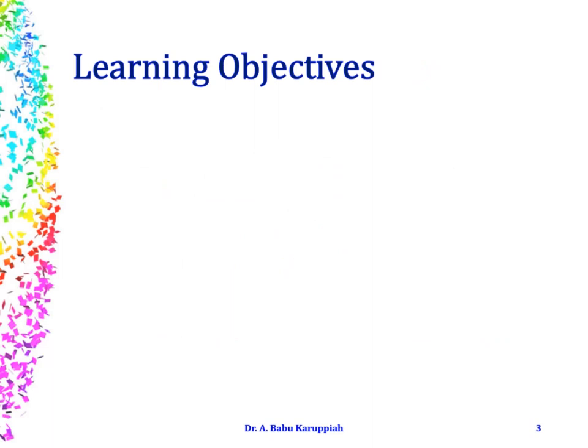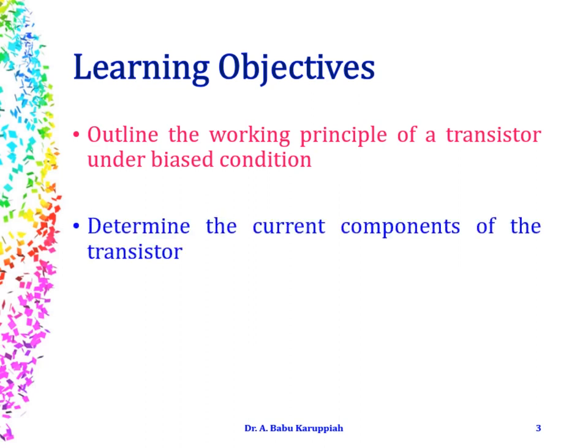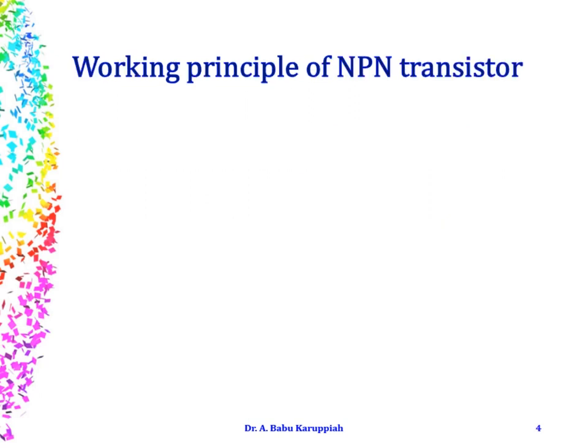So in this lecture, the learning objective would be to outline the working principle of a transistor under biased condition. After application of the external DC supply, we are trying to understand the behavior of the bipolar junction transistor. In the process, now we will try to determine the current components of the transistor. Now before moving on with the lecture, we will make a few things clear.